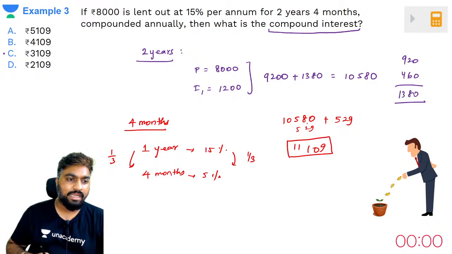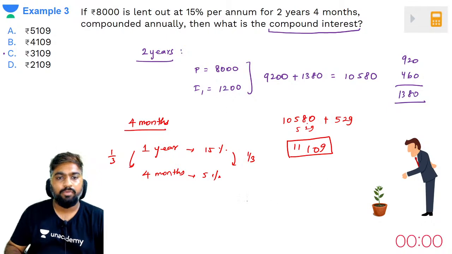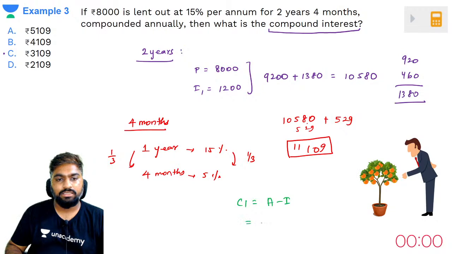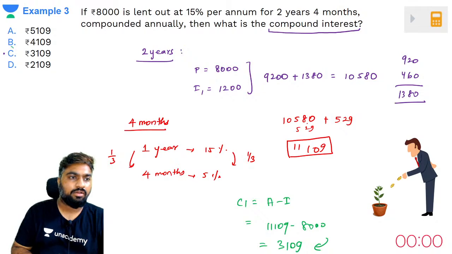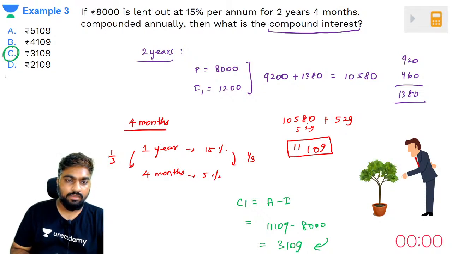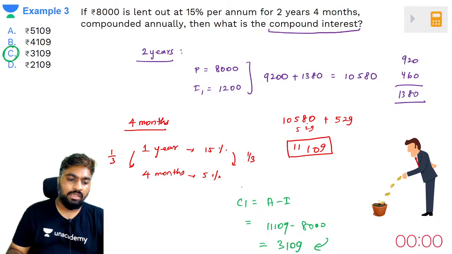अब हमें क्या निकालना है, सिर्फ प्रिंसिपल, सिर्फ कंपाउंड इंटरेस्ट है. तो कंपाउंड इंटरेस्ट इज व्हाट, अमाउंट माइनस इंटरेस्ट, विच इज 11,109 माइनस 8,000, दैट इज 3,109, है ना. ऑप्शन C. Yes, this would be your standard method. Are you able to understand this, guys?